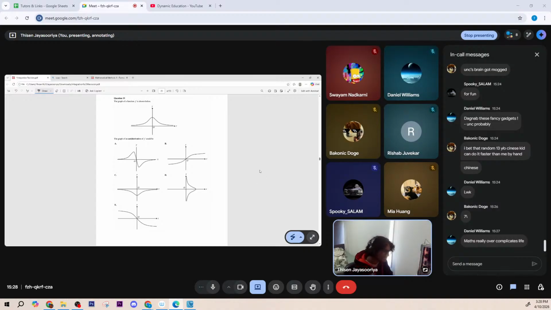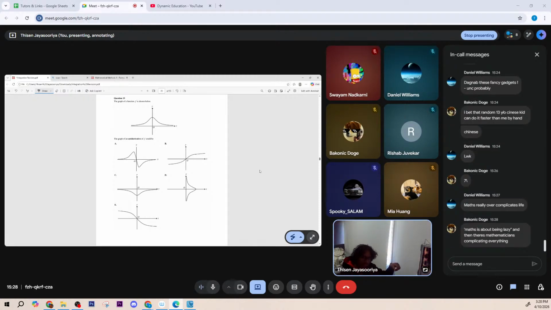So, here, the graph of the function f is shown below. The graph of the antiderivative of f could be. So which one could be the graph of the antiderivative of f? So basically, which one of these could be capital F? And I know when I do the fundamental theorem, I've switched over to doing capital F, yeah?